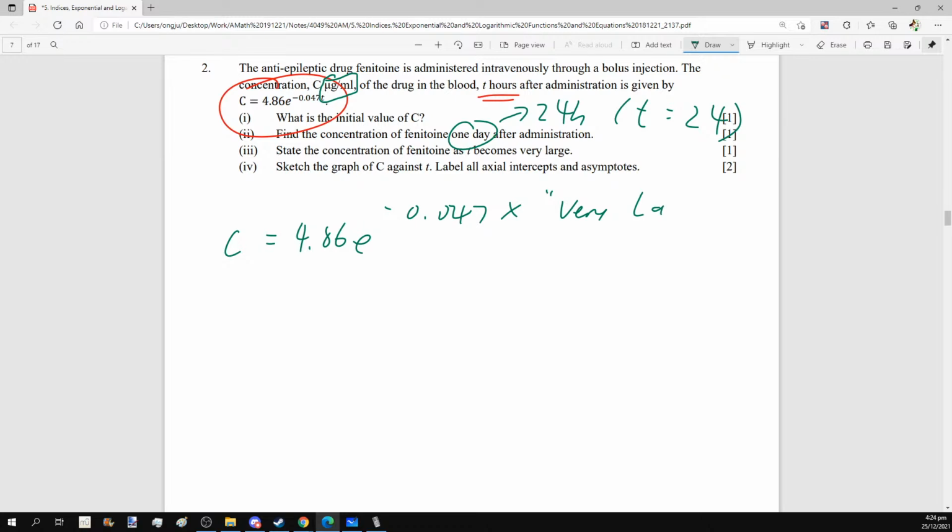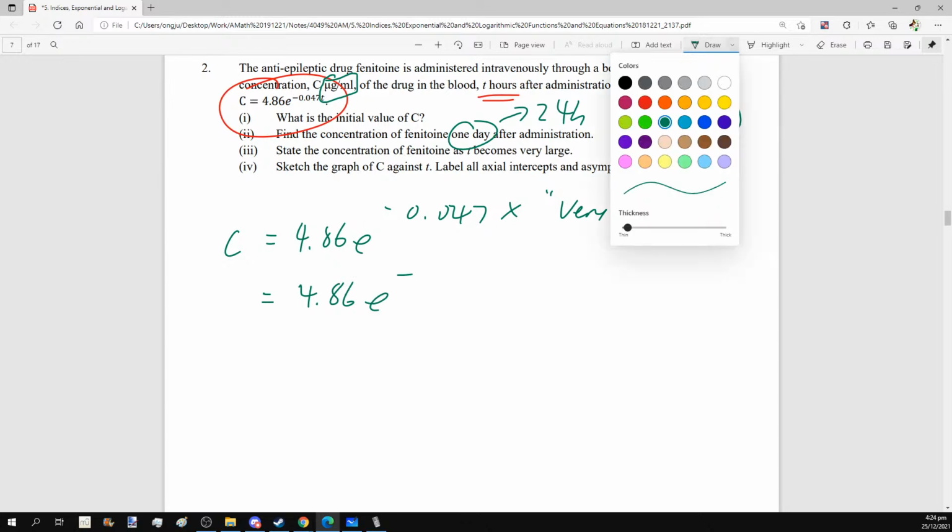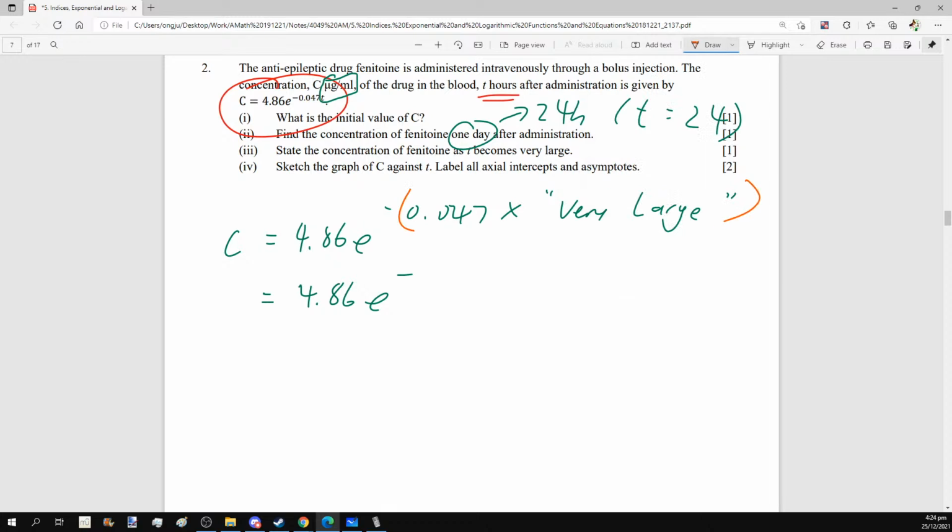very large? Those of you who are laughing right now, stop laughing, shame on you. This is so immature. So I'm going to have 4.86 e to the power of negative, and if you look at this portion over here, inside the orange brackets, it is 0.047, a positive decimal, multiplied by a very large number, the largest number you can imagine. Maybe 10 to the power of 10 to the power of 10 to the power of 1000 or something like that.